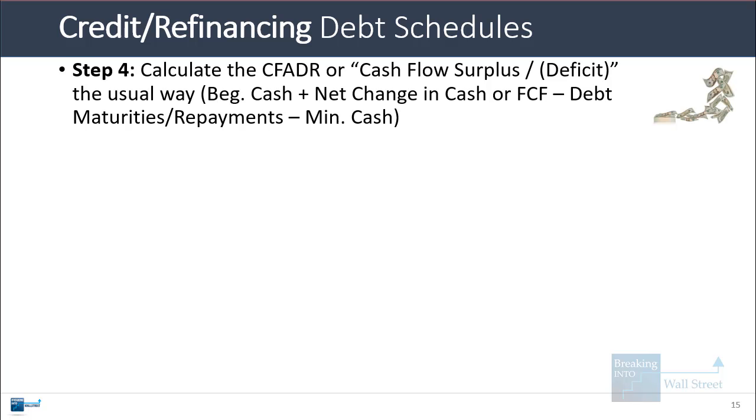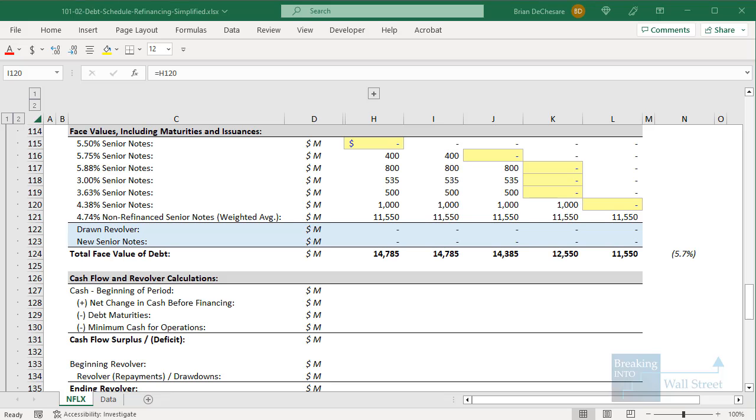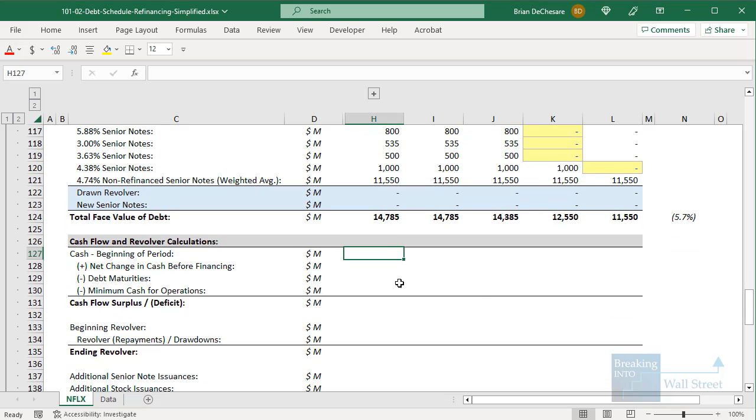Step 4 is to calculate the cash flow available for debt repayment, or the cash flow surplus or deficit. It's very similar to the approach used in an LBO model. The beginning cash plus the net change in cash, or the free cash flow, minus the debt maturities and repayments, minus the minimum cash. Really, the main difference here is that for credit models, it's not so much about the required repayments, especially because Netflix, this company, doesn't have any term loans. It's more about upcoming maturities, debt that needs to be repaid, and we factor those in. If they had term loans, then we would also include the amortization or the mandatory repayments for them in this formula. So let's go back here and let's start calculating this.